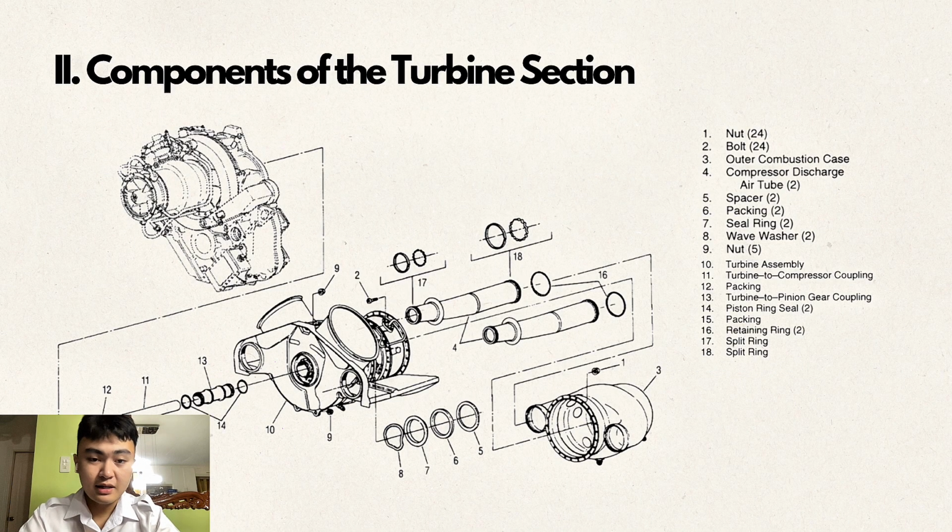And exhaust section, which is the last part. Finally, the exhaust section allows the gases to exit the engine efficiently. It also helps maintain proper airflow and pressure balance within the turbine section.